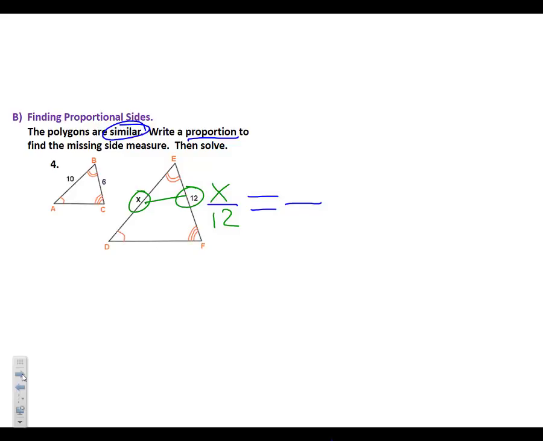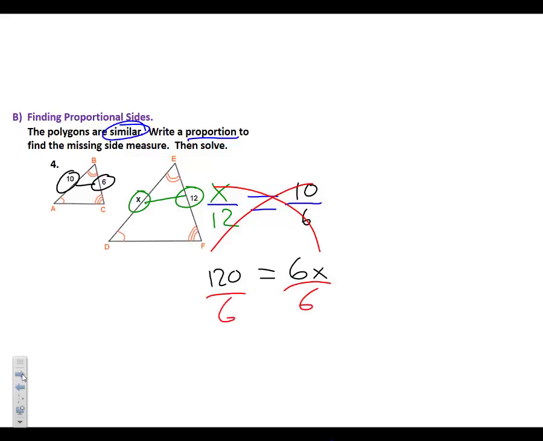And then I've got to go to the second figure. And what side corresponds to x? Well, that's right, 10 does. So we're going to go 10 to 6 on our second ratio. And then we're going to do our cross products. And we're going to say that 120 is equal to 6x. We're going to divide by 6. And we're going to say that x is equal to 20.